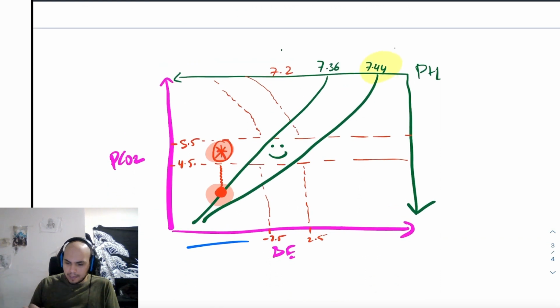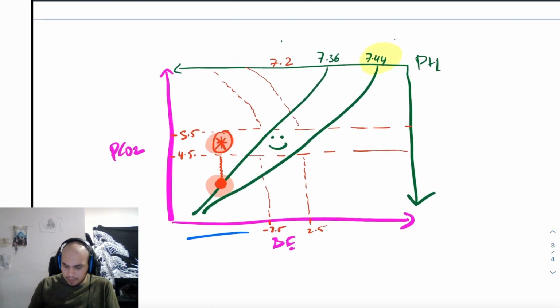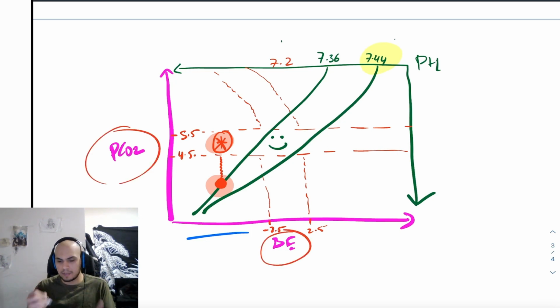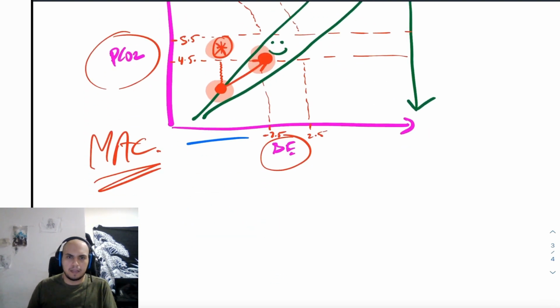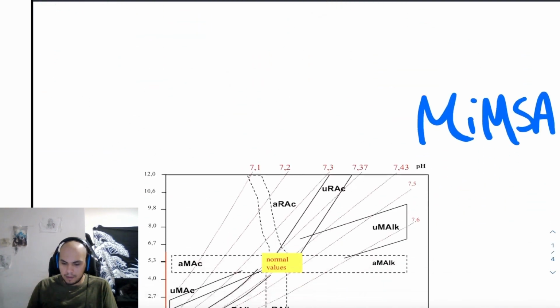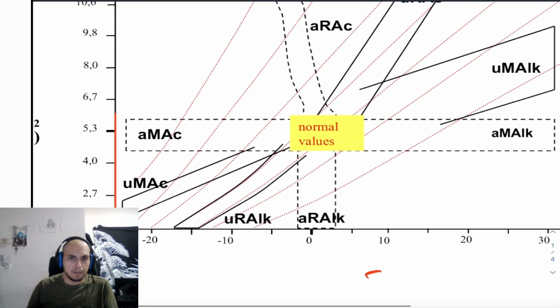So how would that look? CO2 will start stabilizing, basic cess will start stabilizing, and the pH will also become more normal. So logically, you will take a trajectory like this, and this will be your third point. Now, that was for metabolic acidosis, simply. Let's see how it is written in the lecture. The lecture says something very similar.